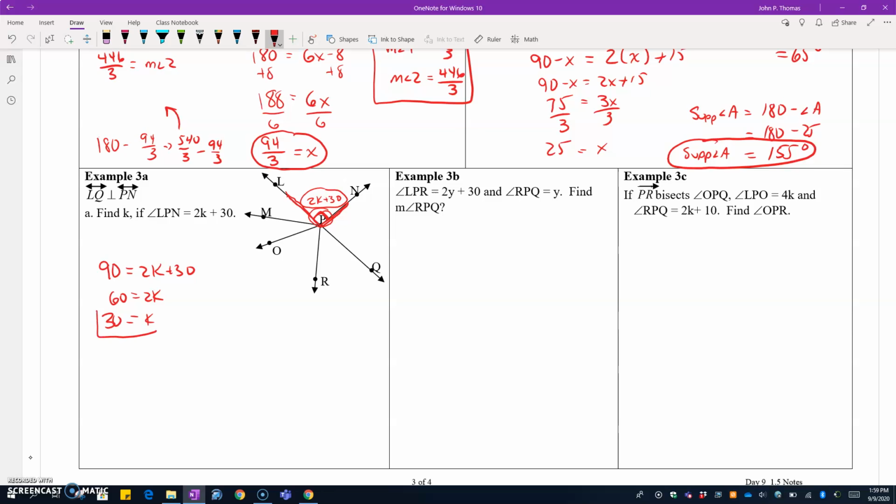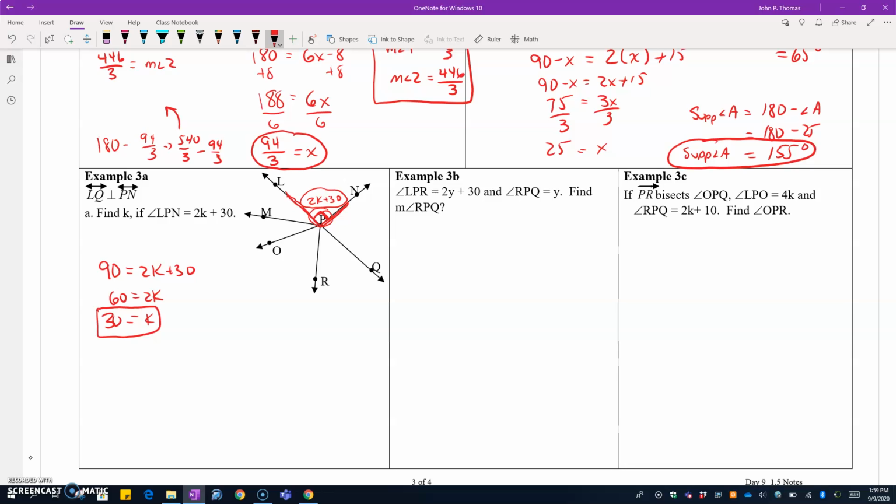Now we always want to take a quick look back and make sure we're answering their question. They did say find K here, so we don't need to plug it back in. But do watch out, because a lot of times they'll ask you for the actual angle itself, in which case we need to plug it back in. That clearly wouldn't work in this one because we already know that the angle is 90 degrees.